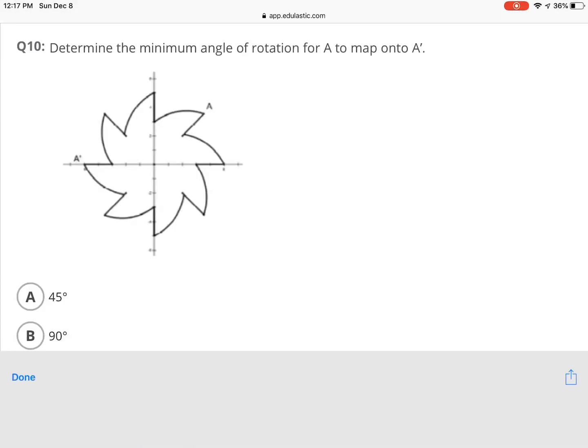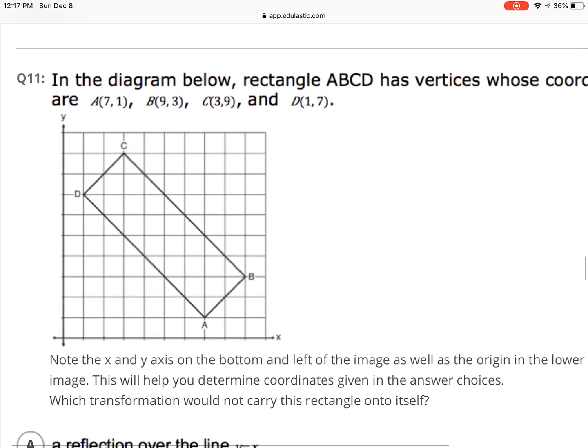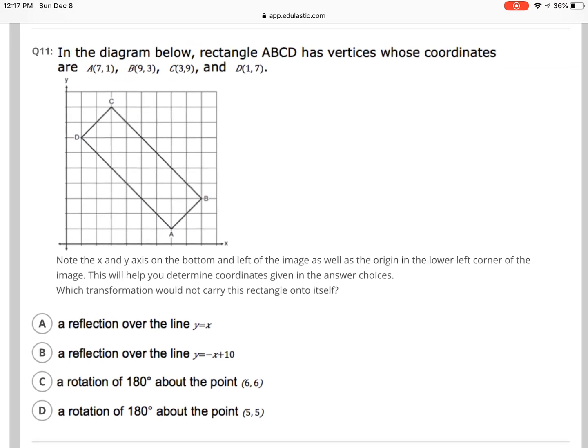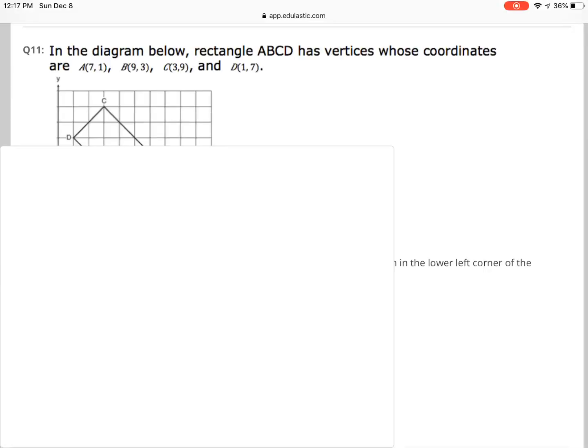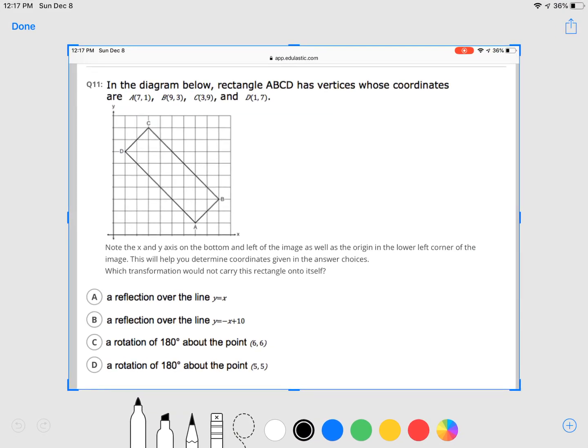Okay. Let's look at number 11. Which transformation would not carry the rectangle onto itself? Okay, let's look at the different options. A reflection over y equals x would work. Okay, that would work. B would go to C. Okay, C would go to B. That would work.